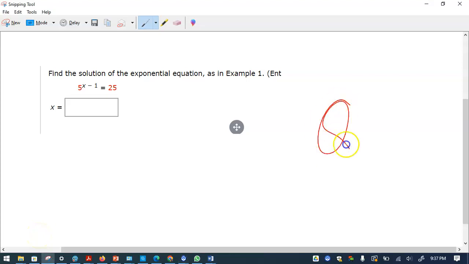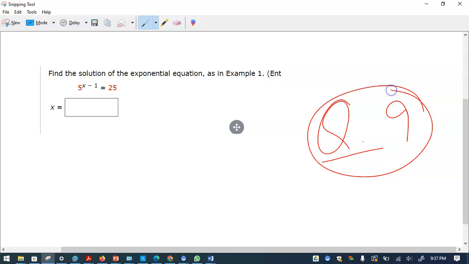Let me walk through some of the problems from quiz 9. So let me do the first problem. Find the solution of the exponential function. Now, if you look at this, how do we solve this?